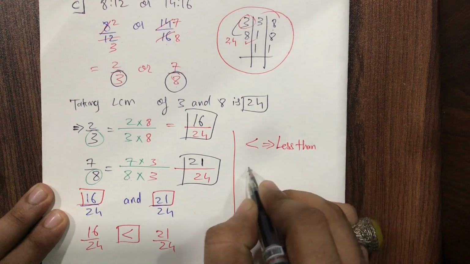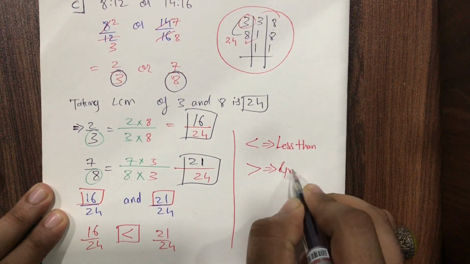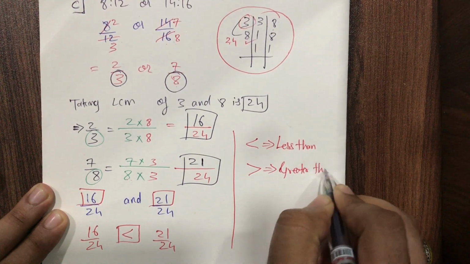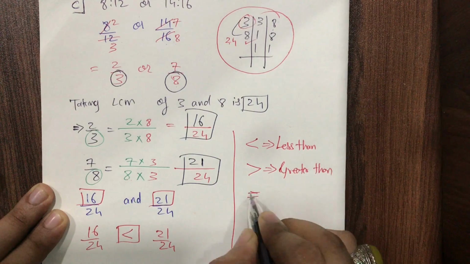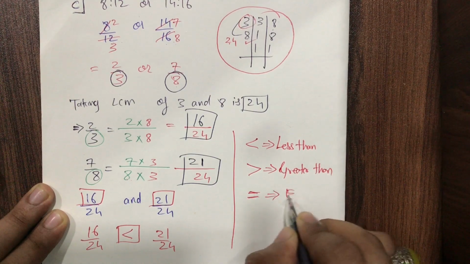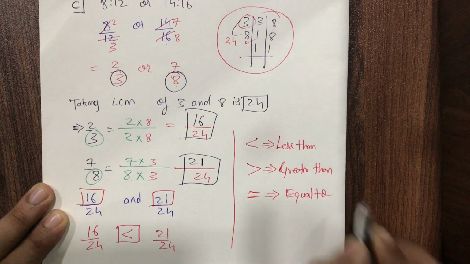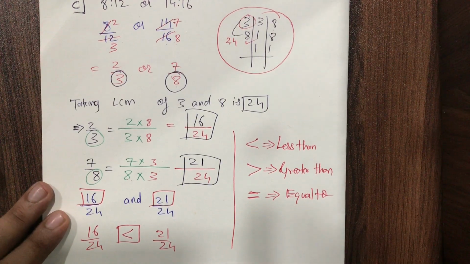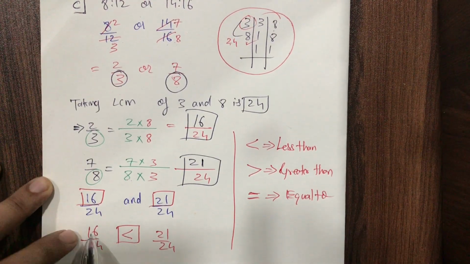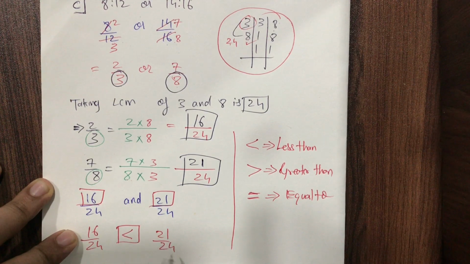Less than symbol. This is greater than symbol, and this is equal to symbol. Okay, either way you can write like this also, 16 upon 24 is less than 21 upon 24, or vice versa, you can write 21 upon 24 is greater than 16 upon 24. Okay, but why change the order?